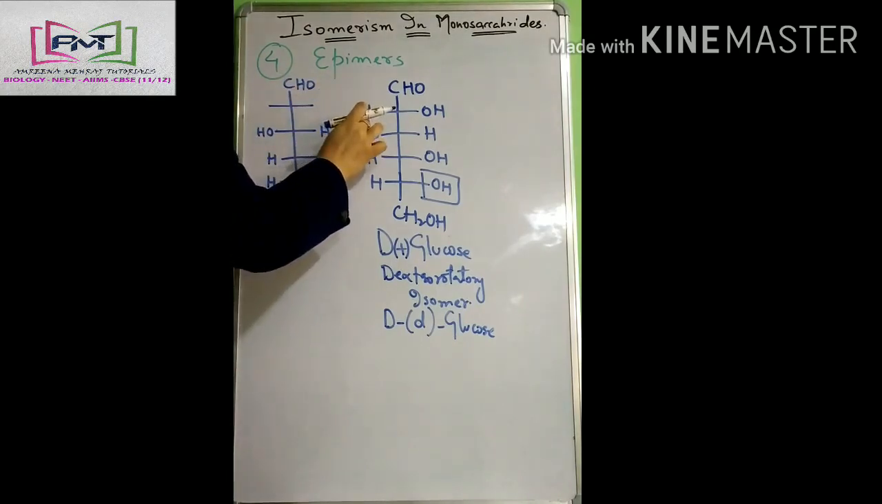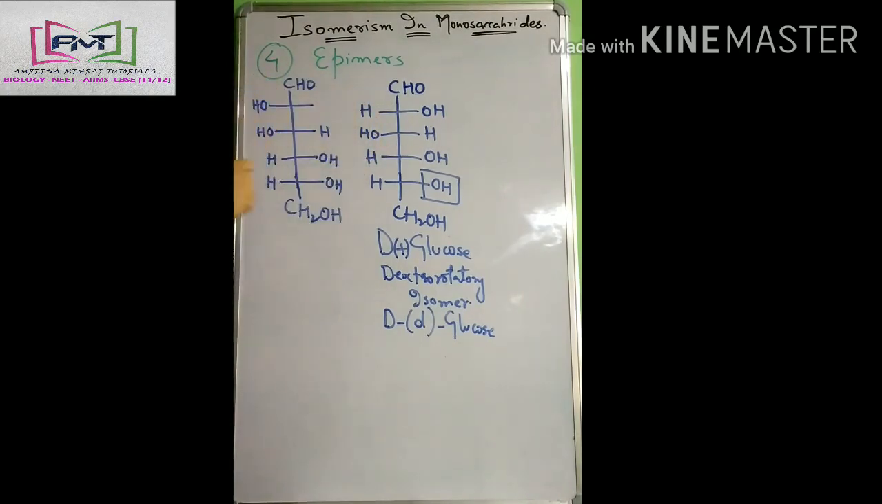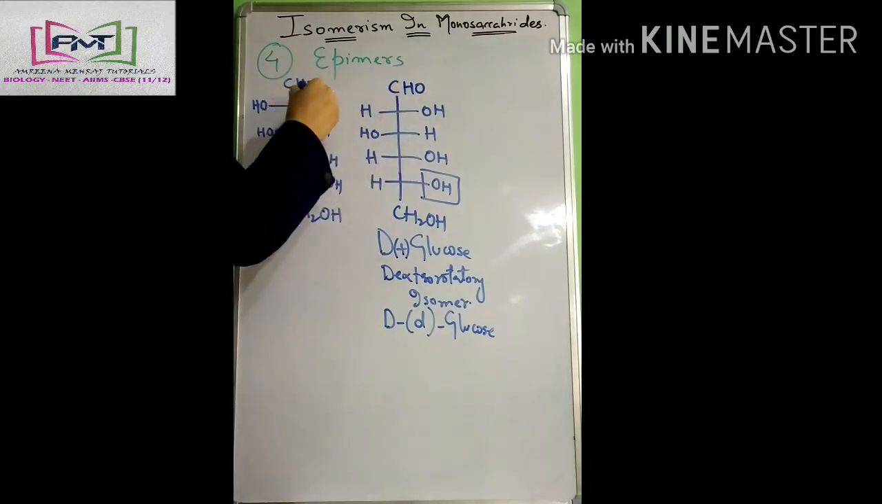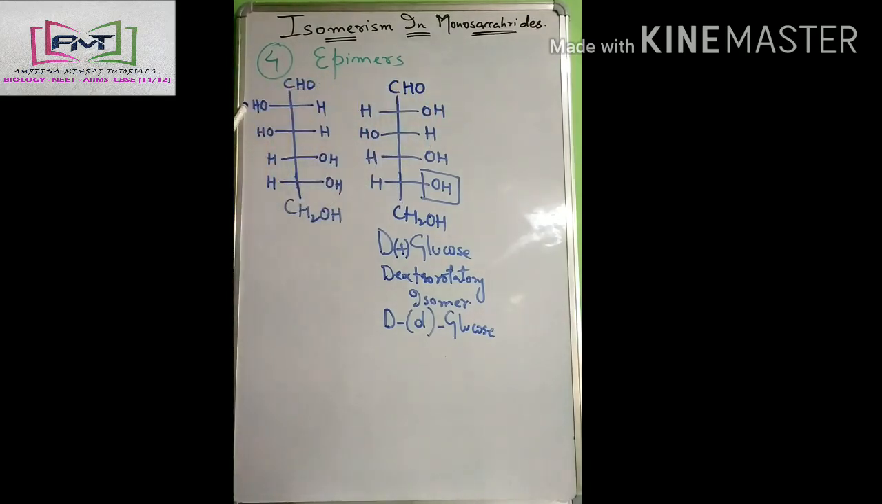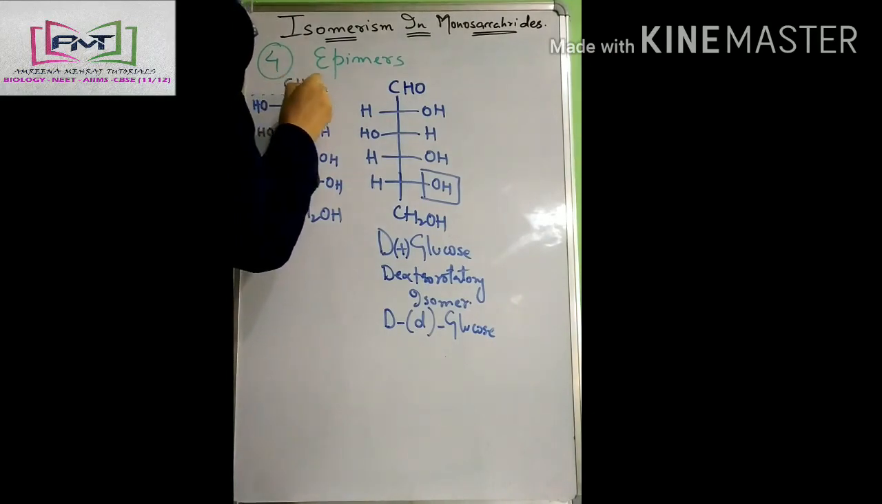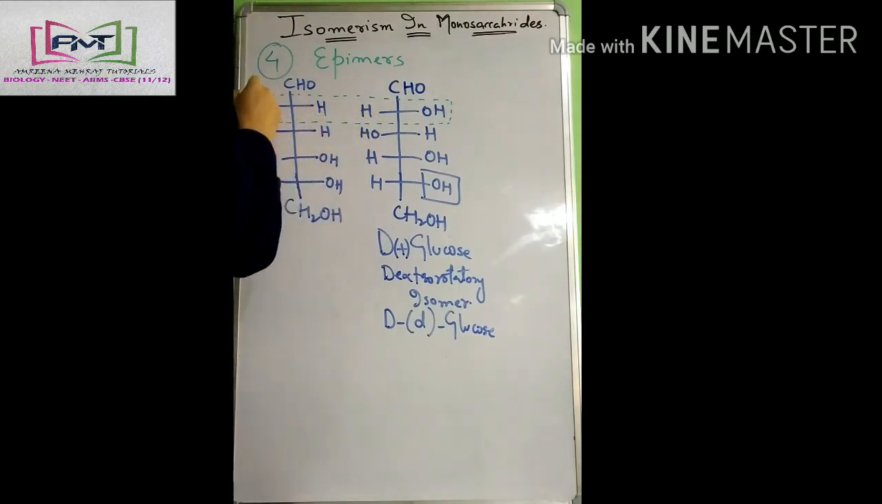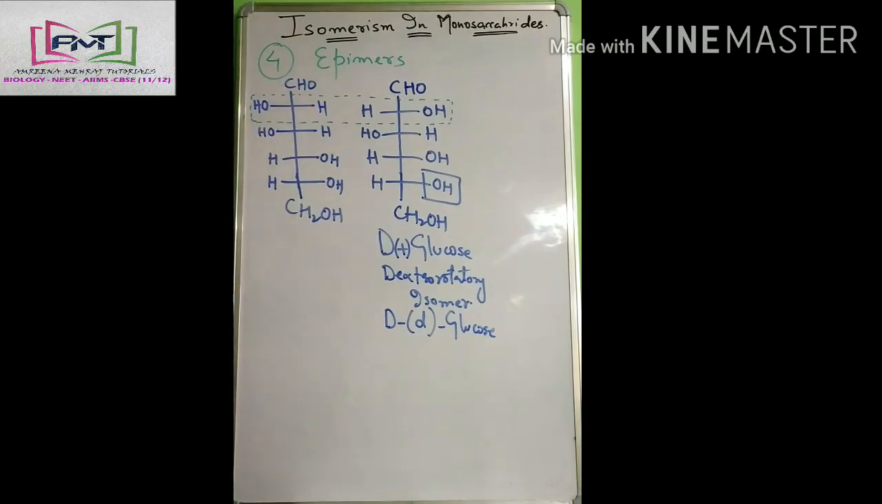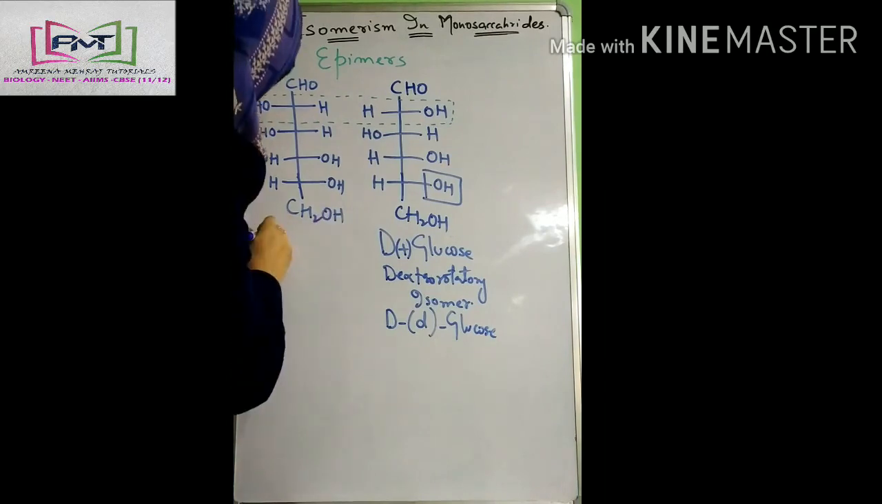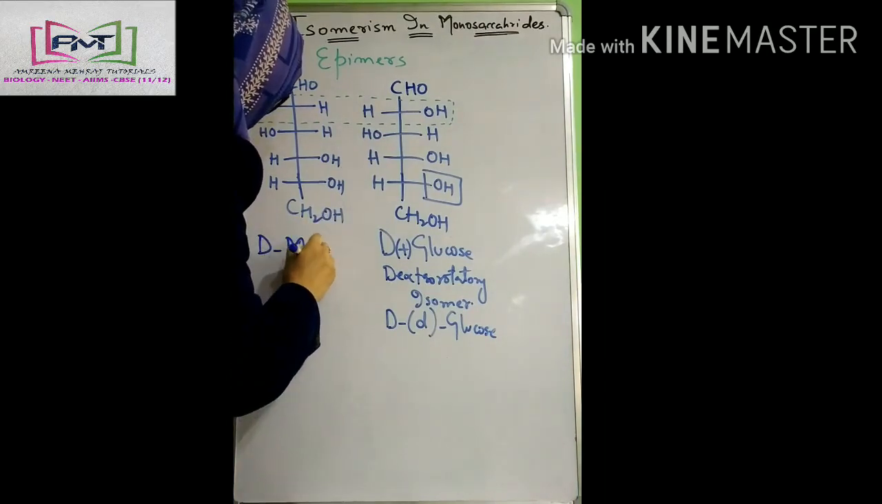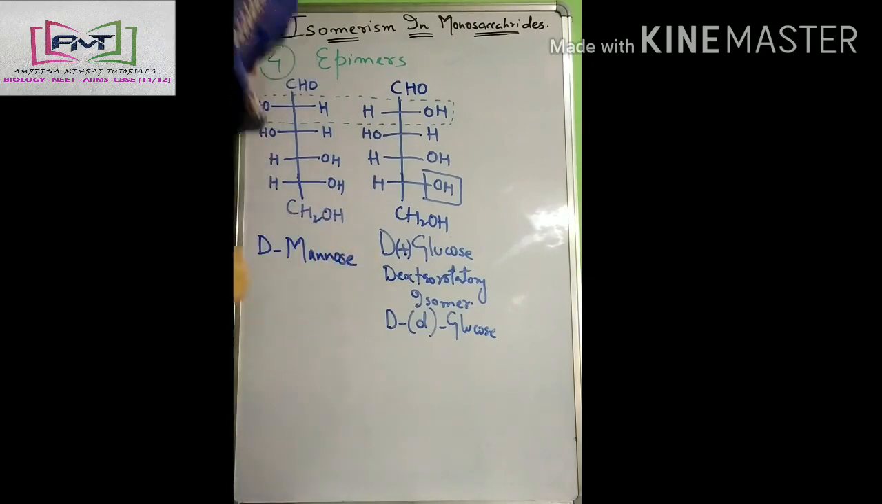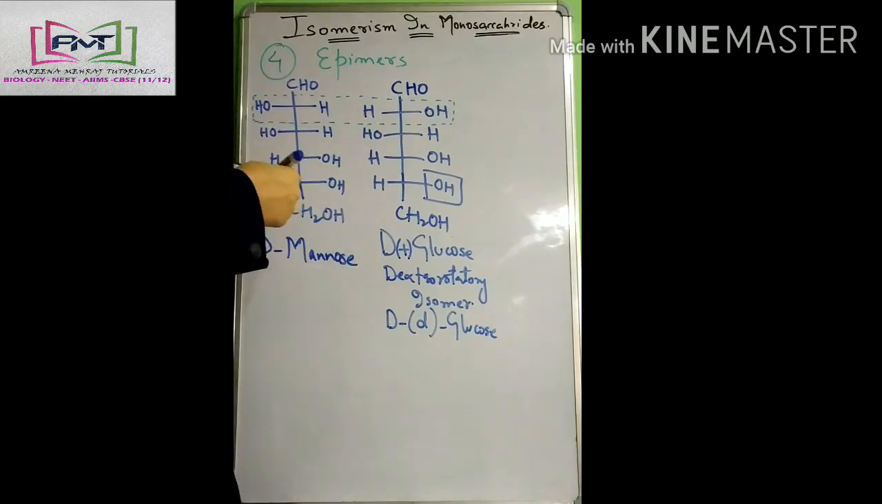It was H on left side. I'll place OH. Then it was OH on right. I've shifted that. It's H here. Can you observe what has happened? There is a slight change between these compounds only at carbon number 2. Let me give you the name of this compound. This is actually D, this is another monosaccharide. I've given you lots of examples. This is D-mannose. Okay. How do D-mannose and D-glucose differ?